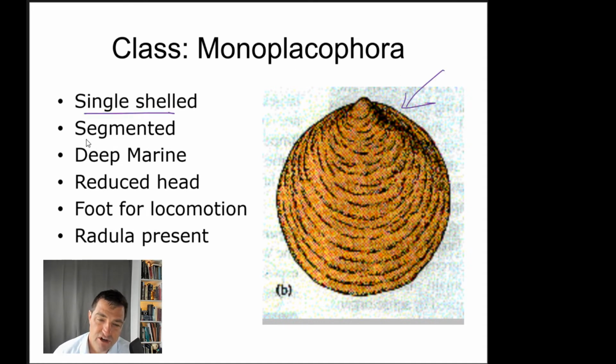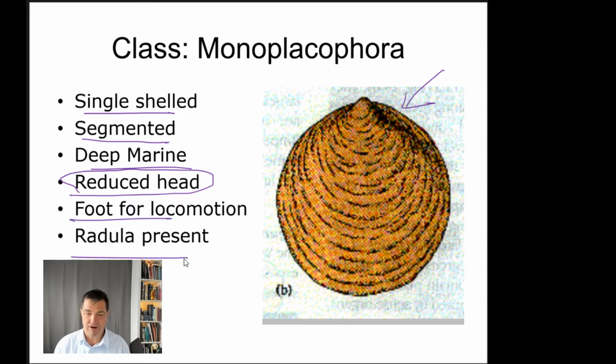They have a single shell. They have a segmented body, which is kind of unusual for most mollusks. They're a deep marine organism. They have a reduced head, so reduced levels of cephalization. So it's kind of an evolutionarily old trait. They do have a foot, though, and they have that radula. And again, the radula is used for feeding, and the radula is kind of a unique mollusk characteristic. Anything that has a radula is pretty much in that group.